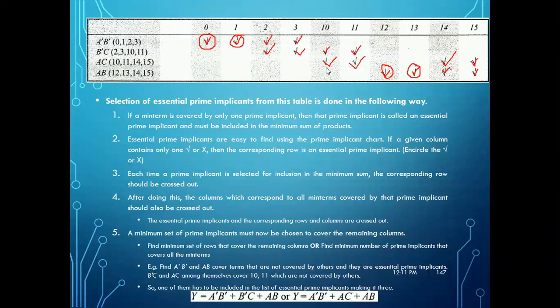Since you have done this, you can see that 0 and 1 come under A bar B bar. So A bar B bar has the 0, 1, 2, 3 min terms. That's why we cut off this row. Since you have marked 0, 1 already, you can cross mark the first row. Similarly, since you have encircled 12, 13, you can cross mark 14, 15 as well.